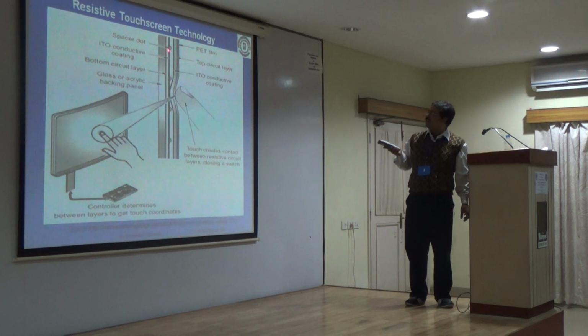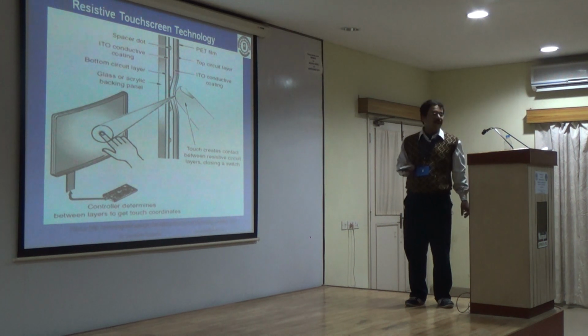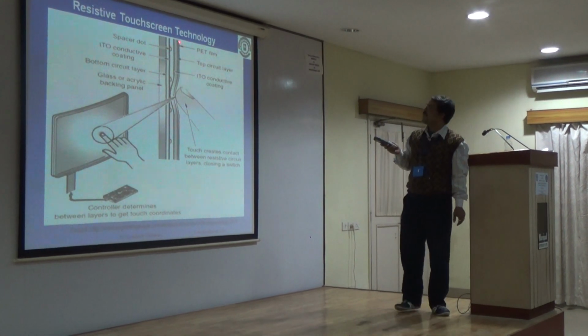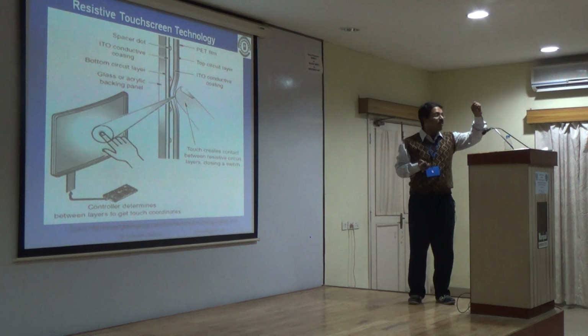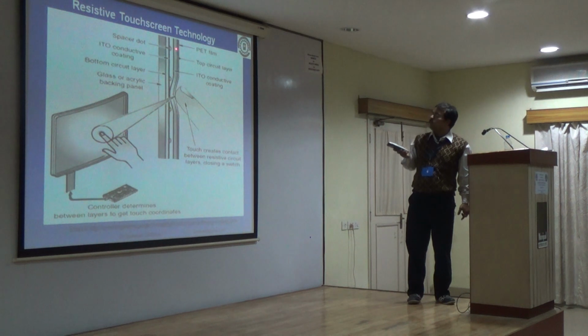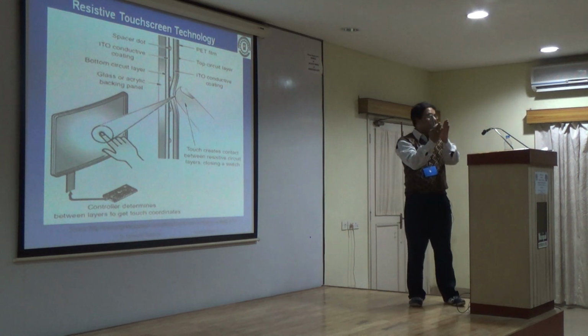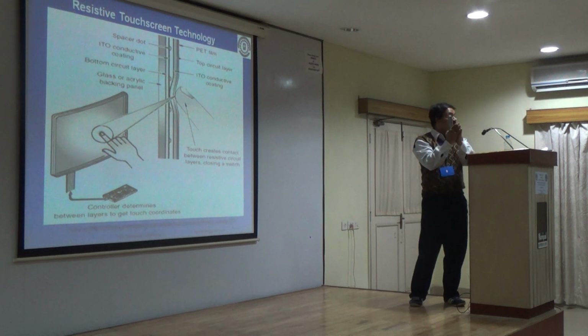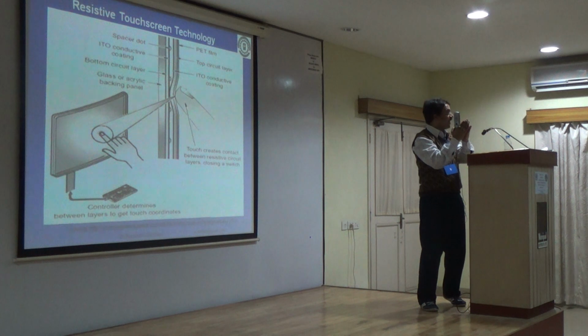What is happening? These two layers are there. So when we touch, basically we are deforming one of the layers. And when it is deformed, it is touching the other layer. Okay? So then it is called a resistive touch screen. So that means these two layers, these glass materials, when you touch, then you can get the contact.